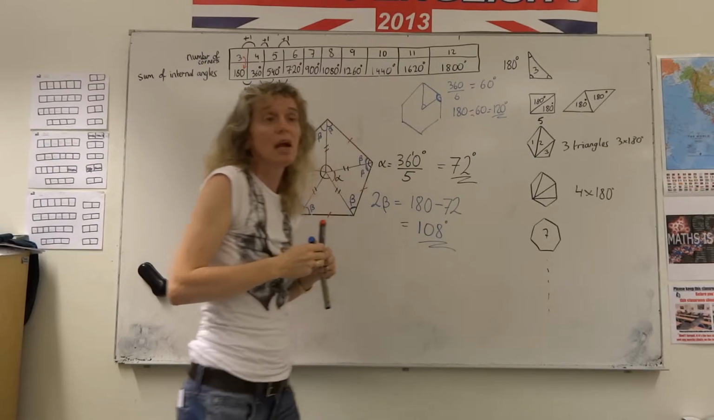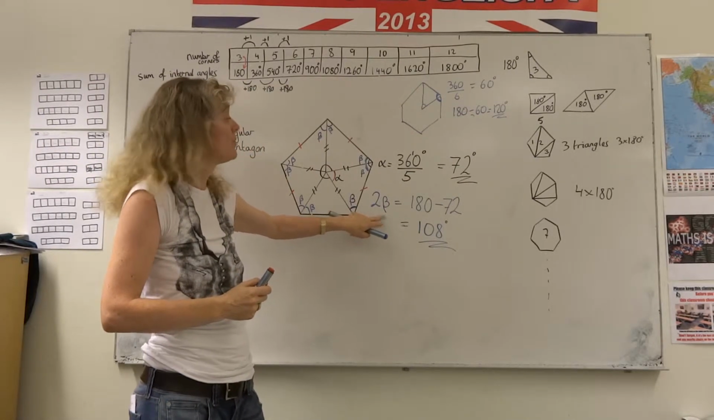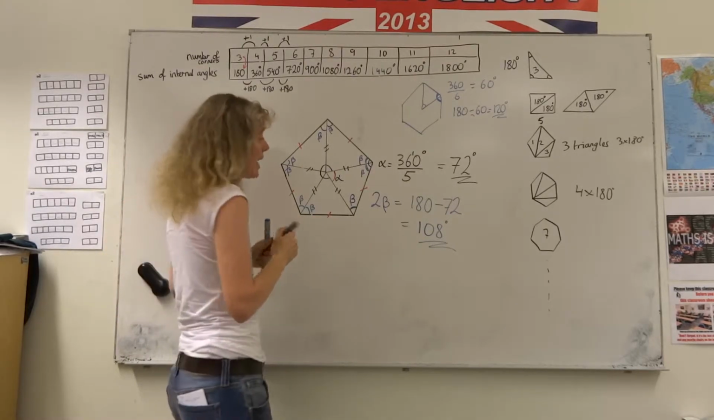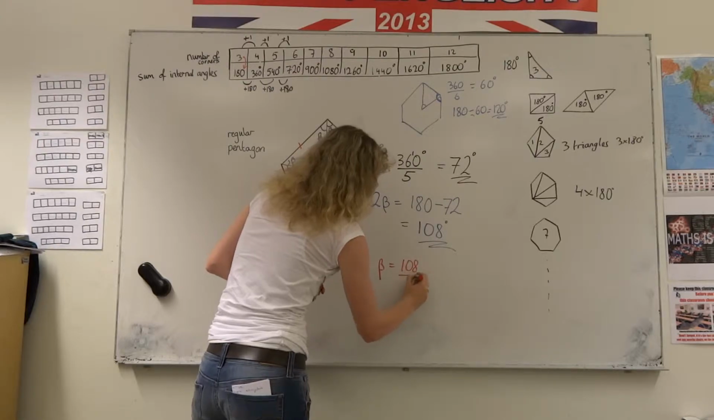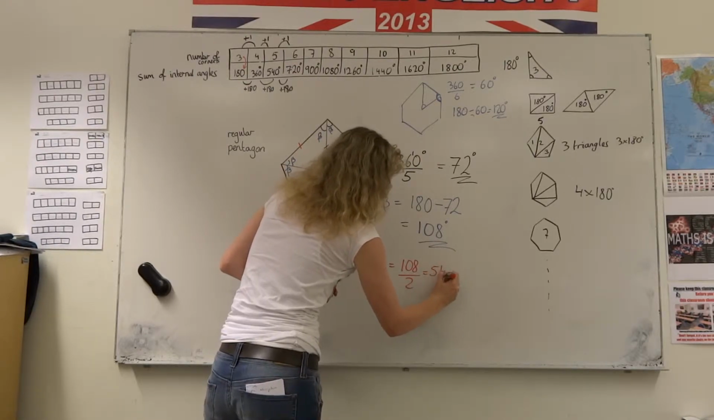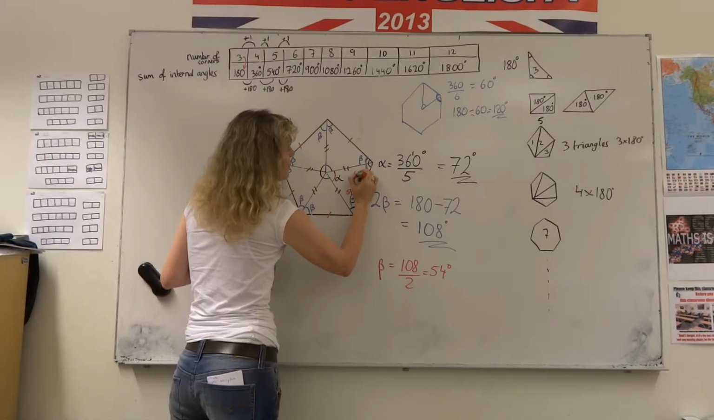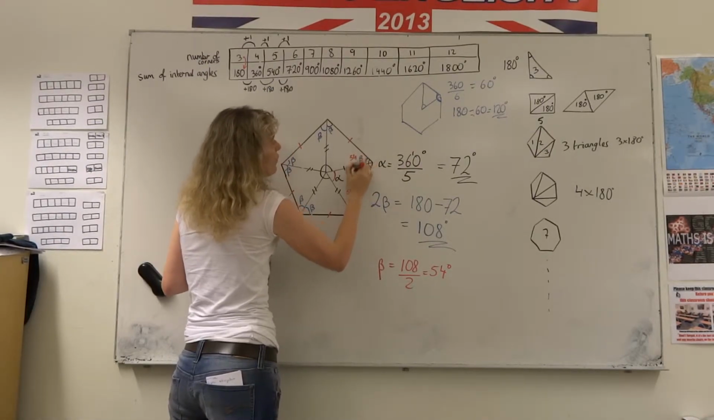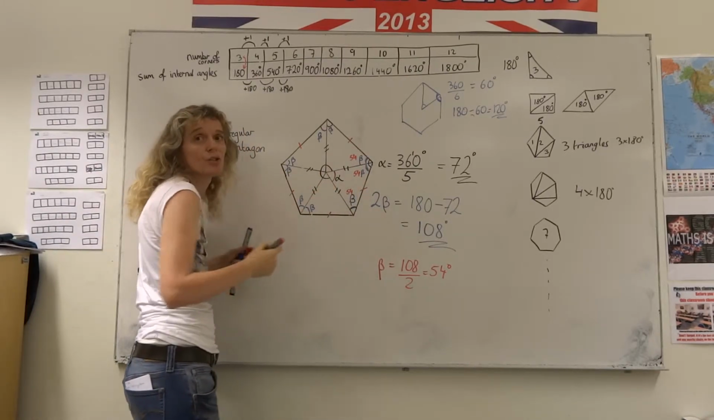And you can do that by first working out what 1 lot of beta is, because if 2 lots of beta is 108, then 1 lot of beta must be 108 divided by 2, which is 54 degrees. It means that this one is 54, and this one is 54, and this one is 54. So 2 lots of beta must be 54 times 2, giving you 108.